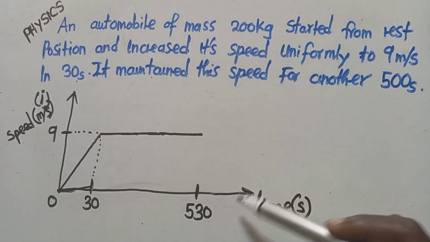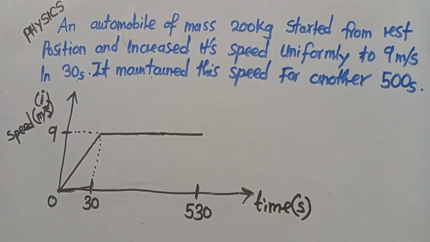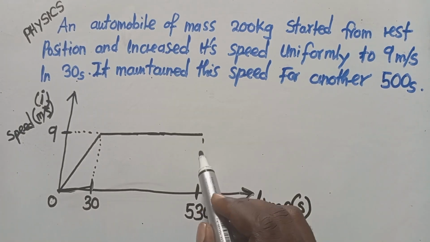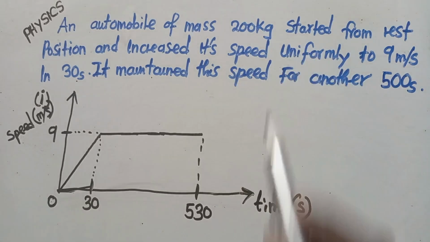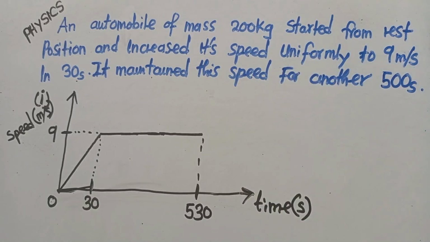Since it is moving up to that, they haven't said that it decelerates and then goes to rest. You are not given that. So you just end here. You put this dotted, like this. These are imaginary lines. This is how the journey is described. It is just ending there. You are not supposed to go any further.